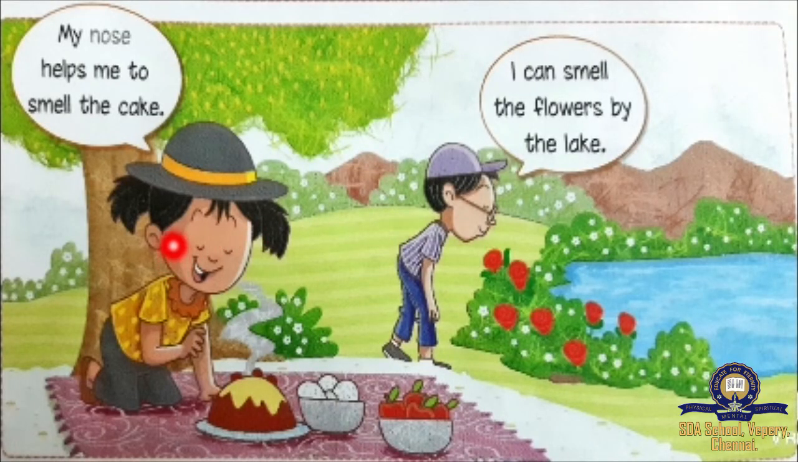Look at the next one. What is she doing? She is smelling the cake. And what is he doing? He is smelling the flowers. And Meena is telling, my nose helps me to smell the cake. Meena's nose helps her to smell the cake. And Manu's nose helps him to smell the flower. Where's the flower? The flowers are near the lake.